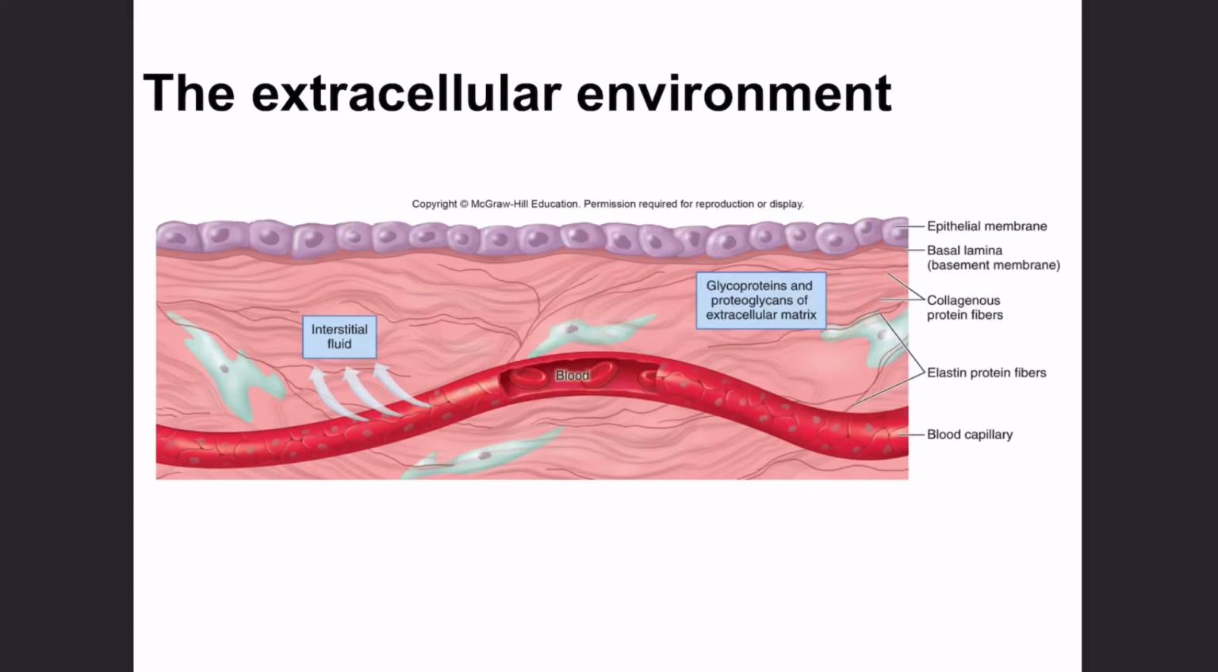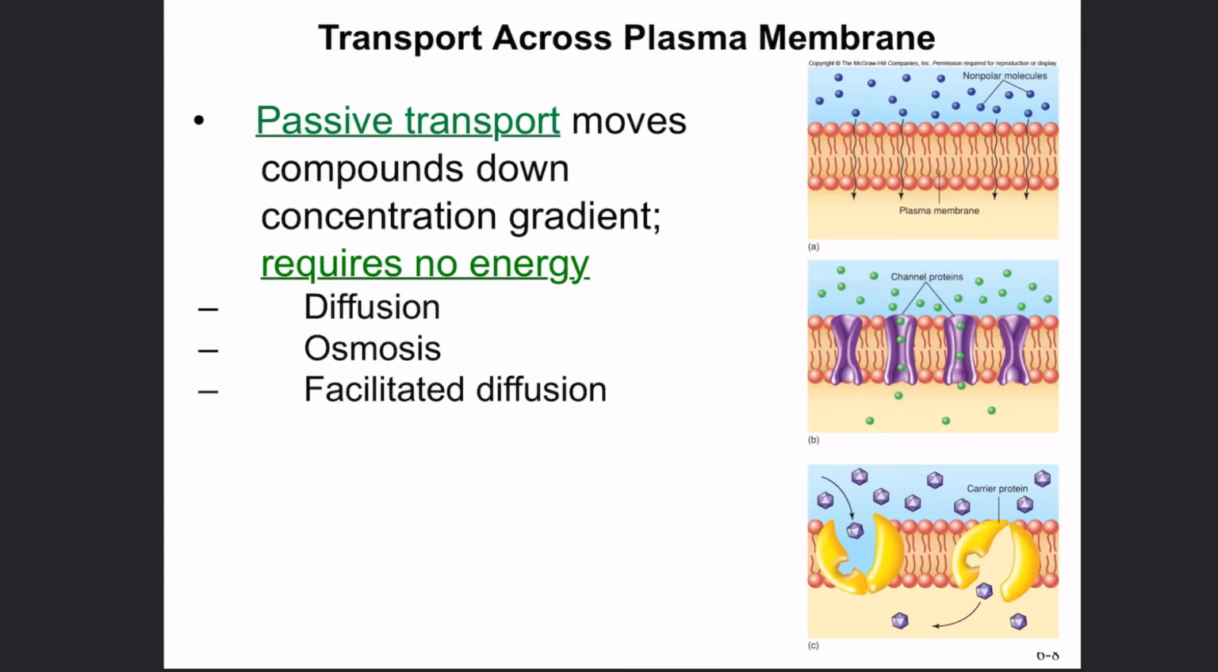As we've mentioned before, we have the intracellular fluid inside of the cell, the extracellular fluid around the cells, and then we have a third environment, which is the interstitial fluid found in our tissues. Today's video is going to talk about the movement of molecules within these spaces. This video specifically is about passive transport. We'll have another video about active transport.